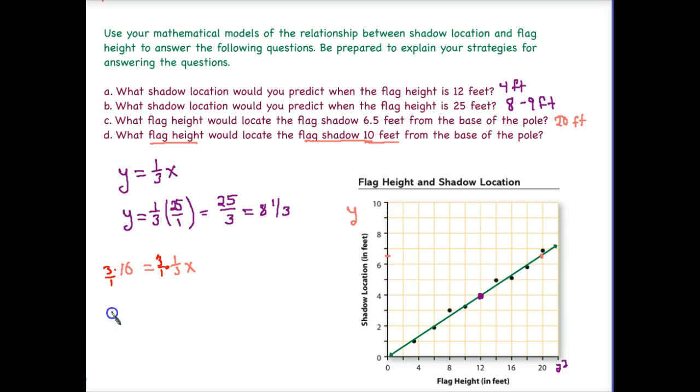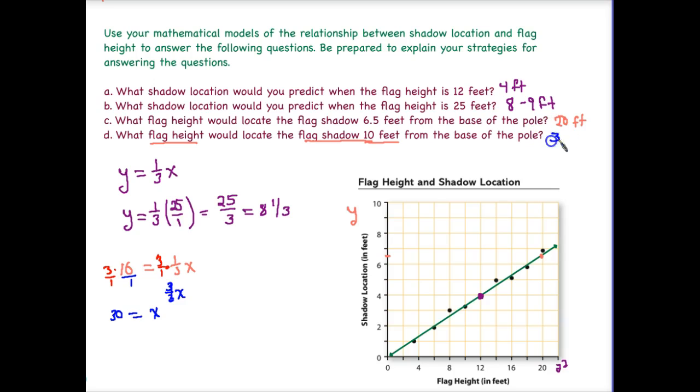3 times 10 is 30. 10 is the same thing as 10 over 1, and 1 times 1 is 1, so we can just leave that off. On the right side, 3 times 1 is 3, and then on the bottom, 1 times 3 is also 3. Look what happens here on the right side. 3 divided by 3 is just 1, so those cancel and we're left with 1x, or just x. Now we can answer the question.